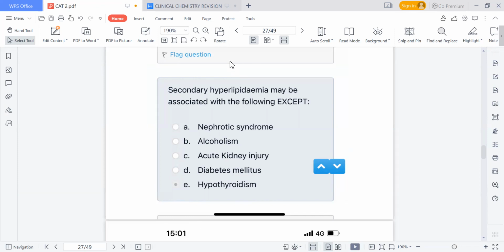You can text your answer or unmute. C. Yes, that is correct. Acute kidney injury is not associated with secondary hyperlipidemia. It's chronic kidney injury that is associated with secondary hyperlipidemia. Remember that when you have chronic kidney injury, you have decreased insulin resistance, sorry. So that's why it would be a cause of secondary hyperlipidemia. All the rest are associated with it.